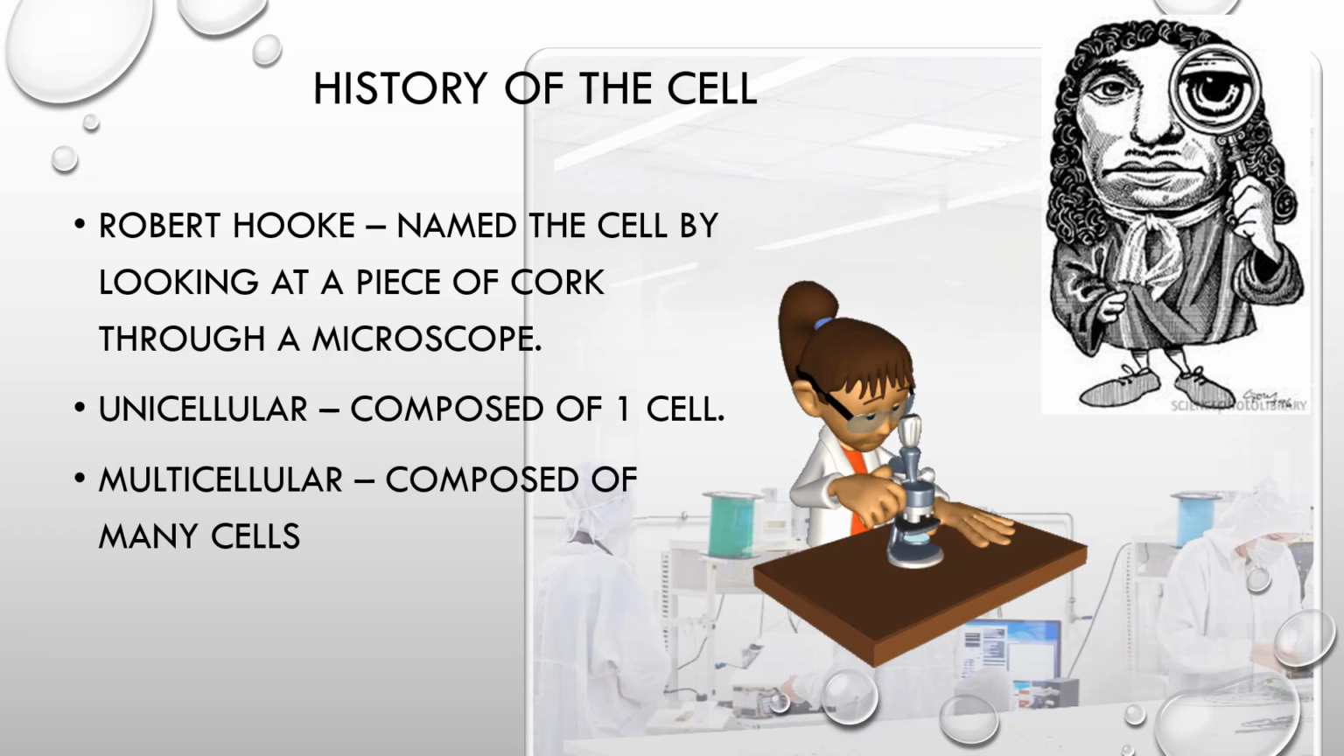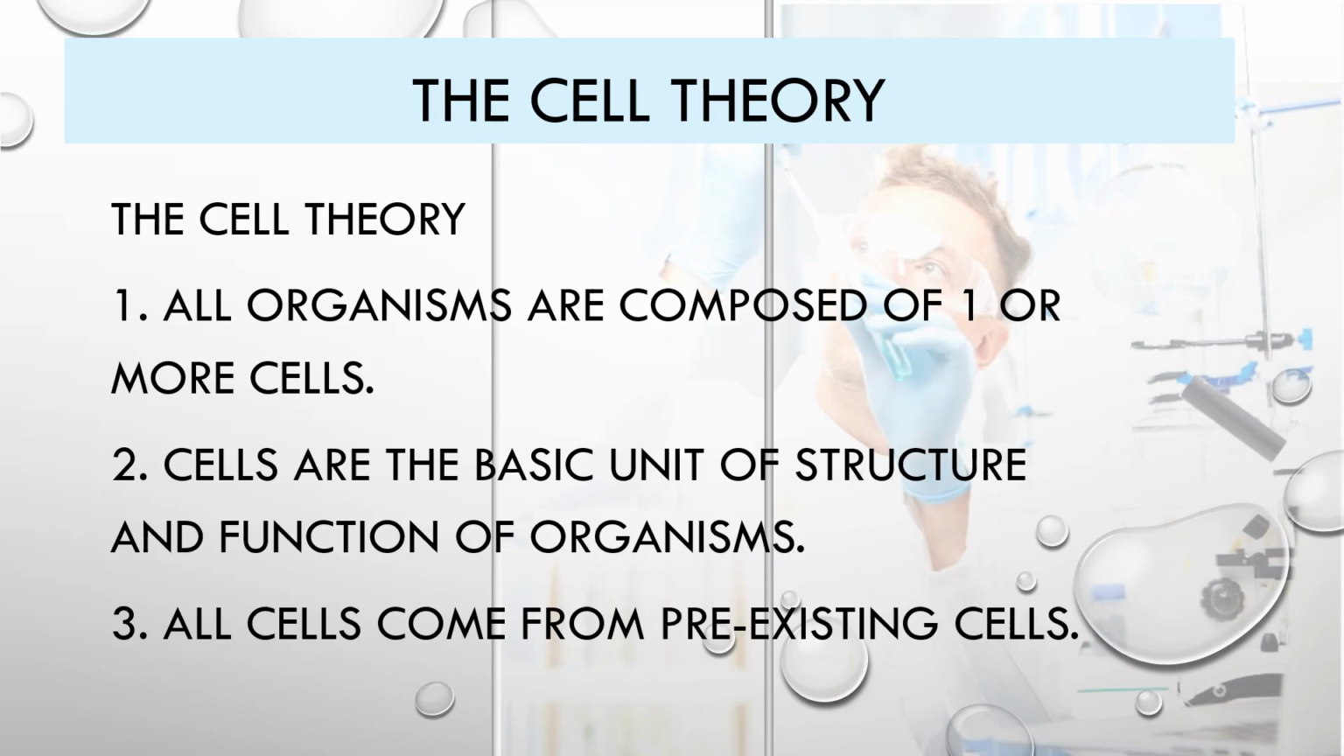Starting off, we will go through a little bit of history, looking at the history of the cell and where it came from. Robert Hooke was the person that actually discovered the cell, and he was the one that named the cell. There are two terms that you need to be aware of, unicellular and multicellular. Unicellular refers to anything that consists of one cell. Uni means one and multi means many, so that would be the difference of those.